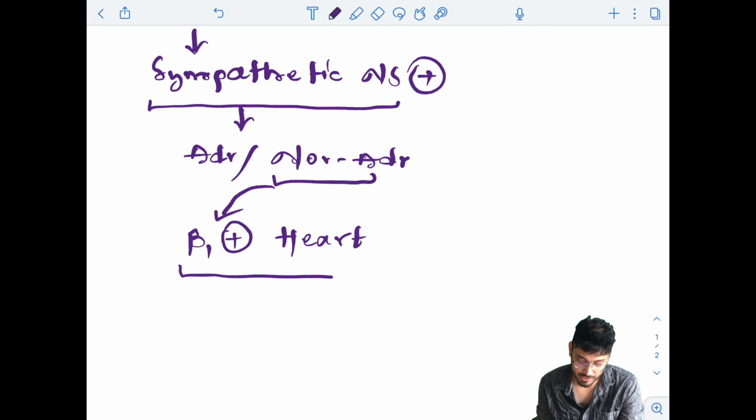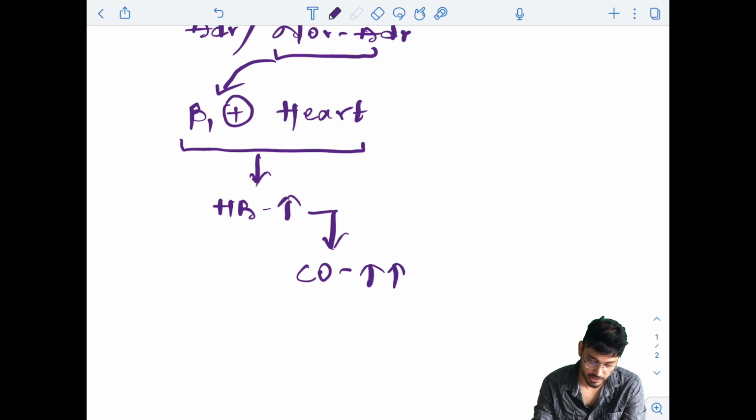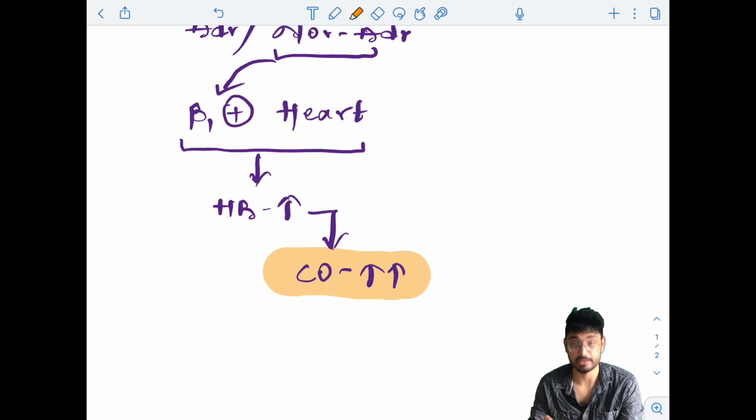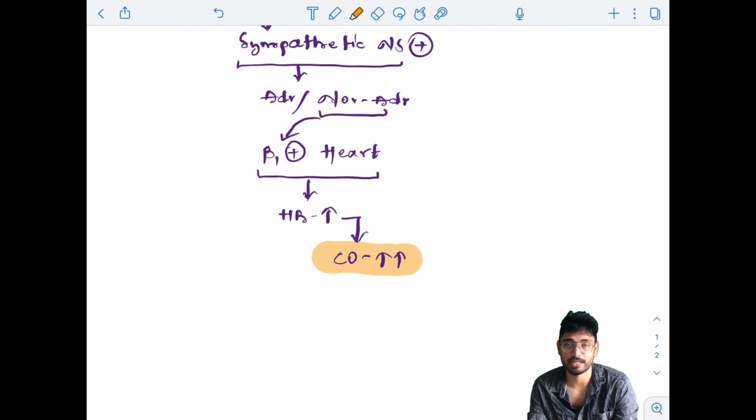So because of this, what happens? Heart rate will be increased. Because of this, cardiac output will be increased. Yeah, that's fine. Everything will be fine if the cardiac output is increased. But there are other problems when the sympathetic system is activated. So let's see what happens with the sympathetic nervous system.